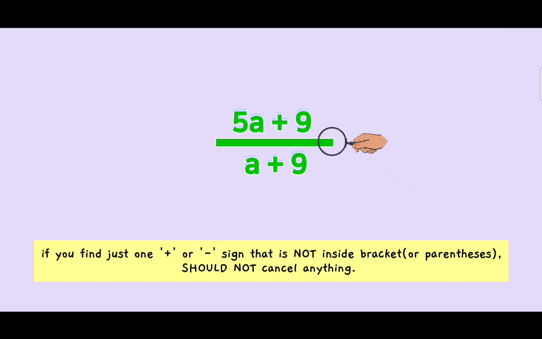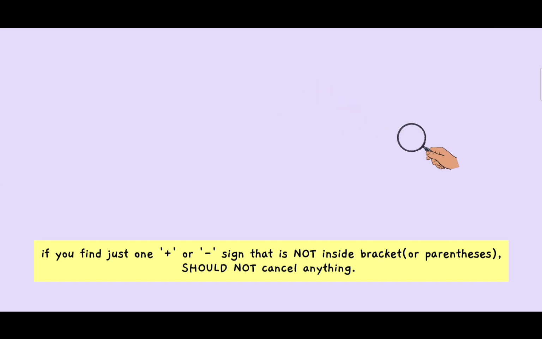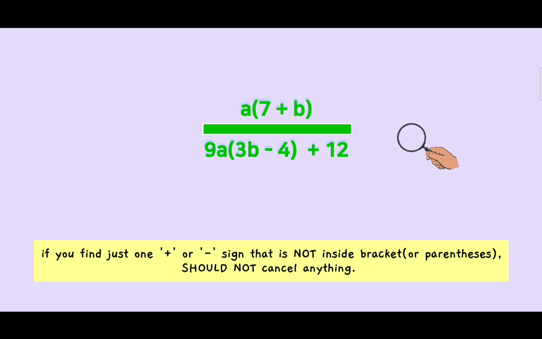For our question here, we see there is an addition sign up here. It is not in a bracket. Therefore, we cannot cancel anything. This is pretty much as simplified as it gets. In this problem here, you may want to cancel these a's. But before you try, do a quick search. And since you will find there is an addition sign not inside a bracket, we cannot cancel anything.